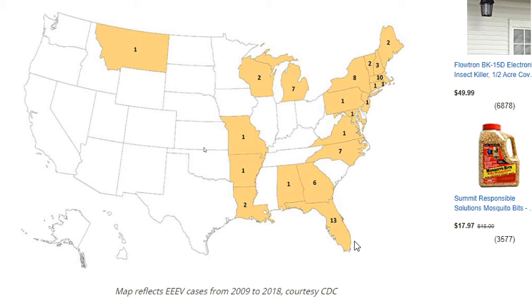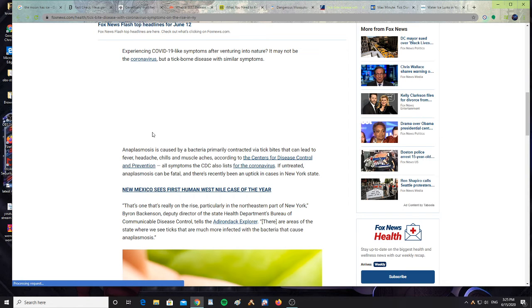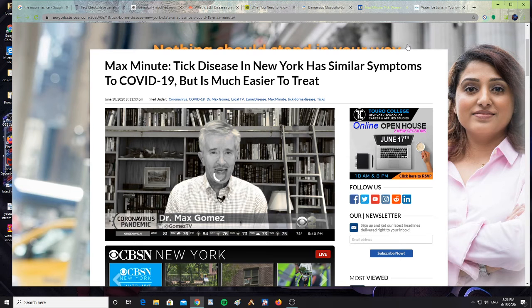Also, tick bite disease with coronavirus symptoms on the rise in New York. Experiencing COVID-19-like symptoms after venturing into nature? It may not be coronavirus, but a tick-borne disease with similar symptoms. Apparently there is a tick disease that is giving symptoms like COVID-19. So tick disease in New York has similar symptoms to COVID-19, but it's much easier to treat.